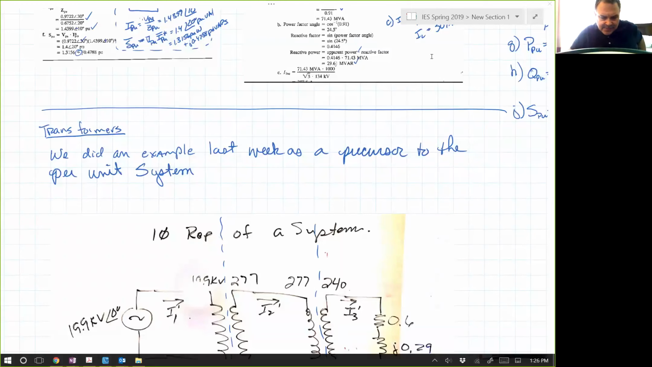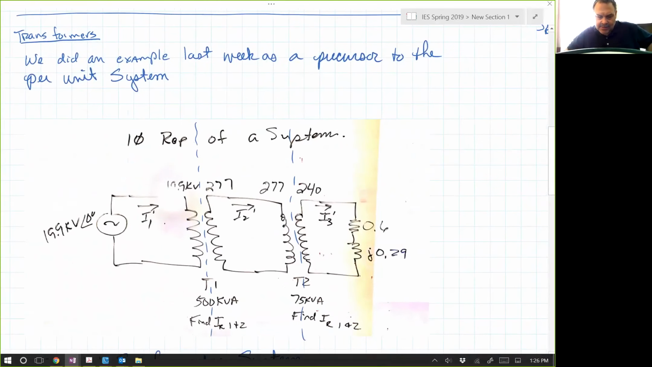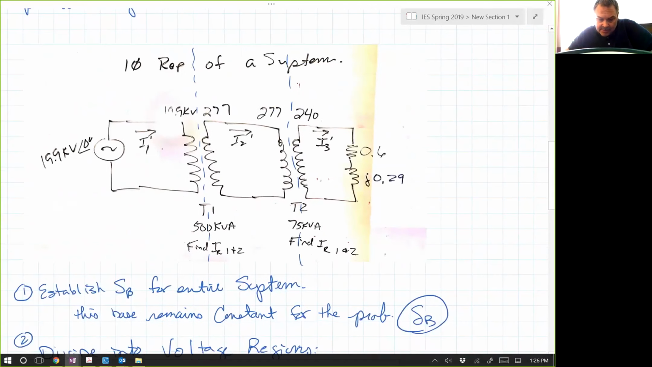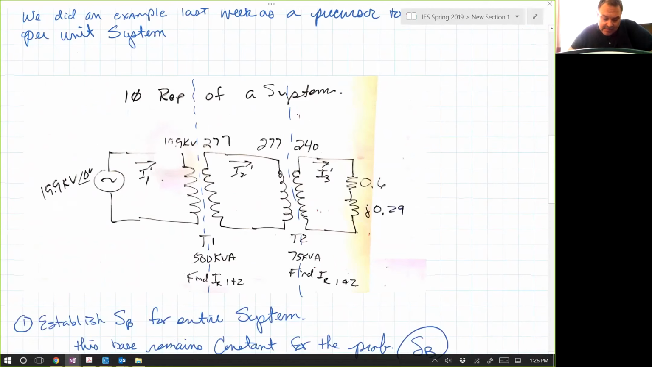Okay, so let me show you how this stuff is used now. Last week, we did this little example where we had what I called a single-phase representation of a three-phase system. Since it's single-phase, remember that on a three-phase basis, this would be a 1500 kVA. We were just looking at one phase. And this would be a 225 kVA. And we're going to get to that.